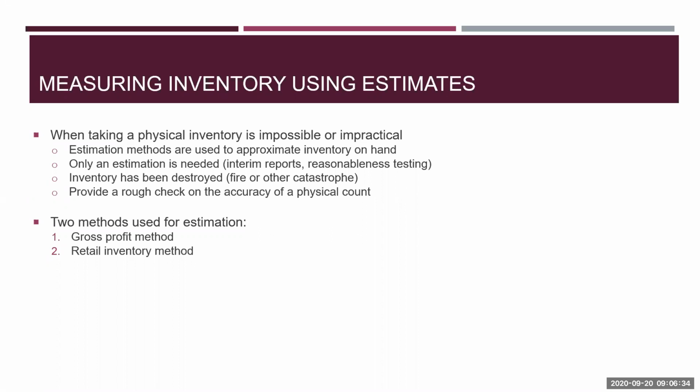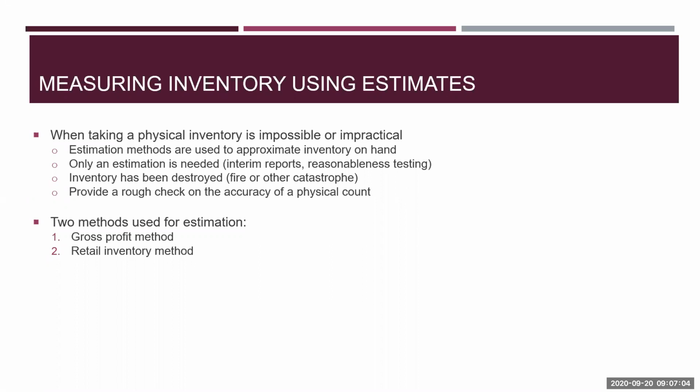Now, for certain businesses or certain situations, it can become rather hard to do the physical inventory count just because you can't or it's impractical. So in those circumstances, we end up estimating the inventory on hand. So these are the estimation methods that we will use. So only an estimation is needed, and we can use this for the interim reports, and they have reasonable testing.